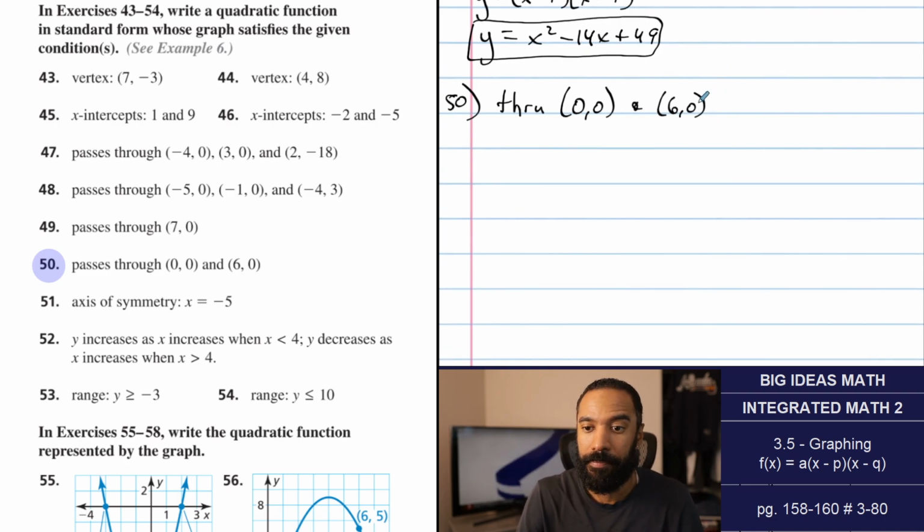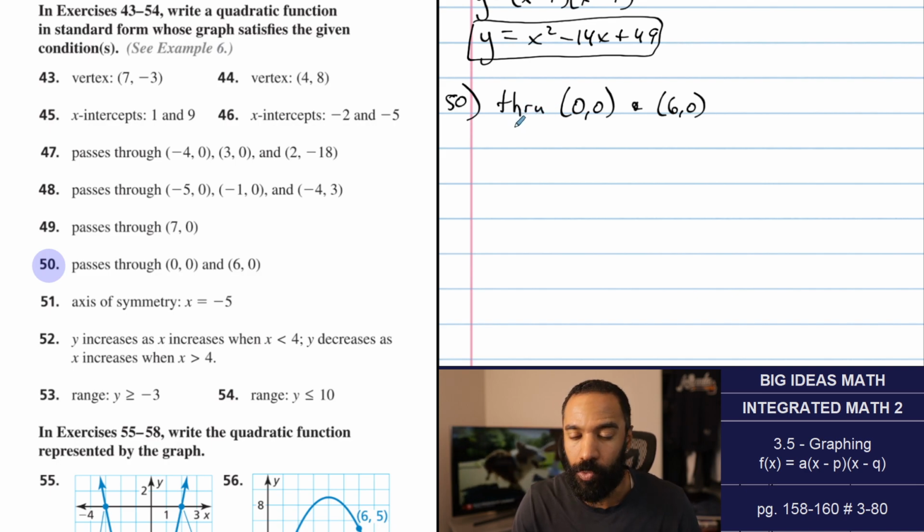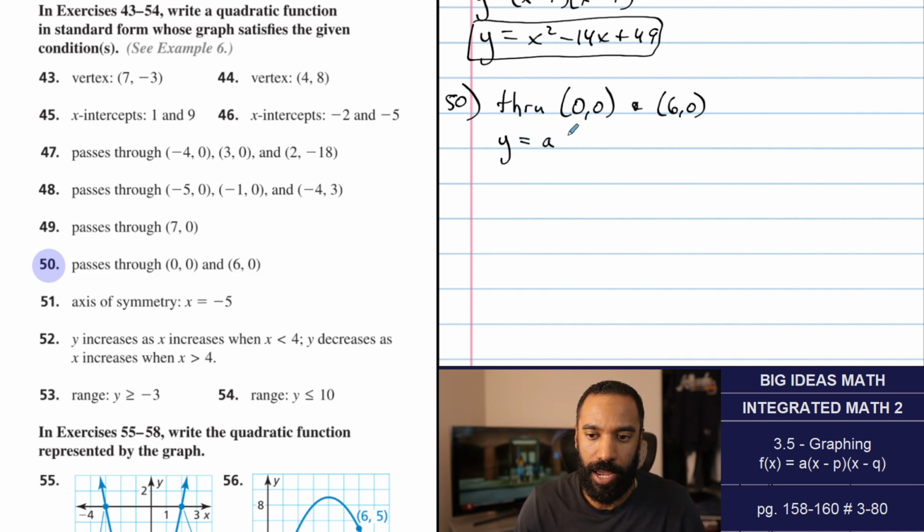They don't restrict our a. This time, remember, x equals 0 means x is one of your factors. So they don't restrict our a. We can plug in whatever we want. This is x times x minus 6, like that.